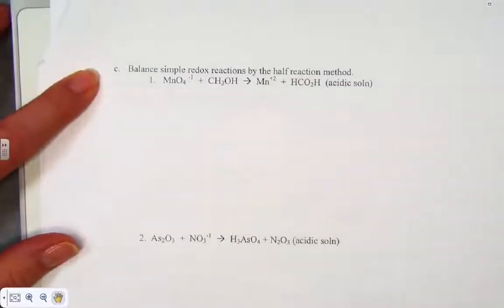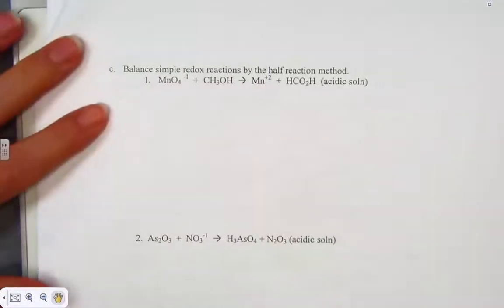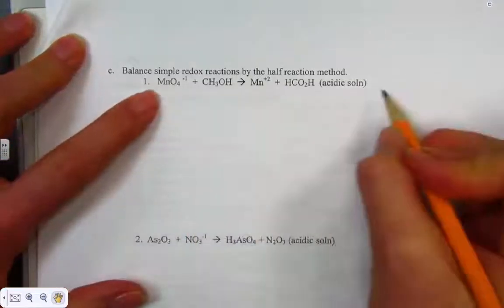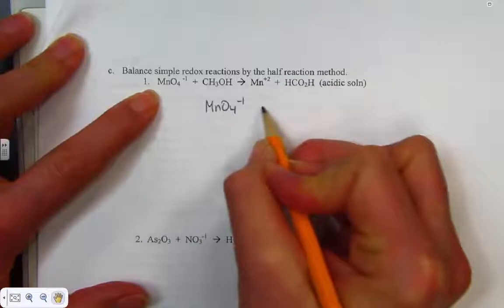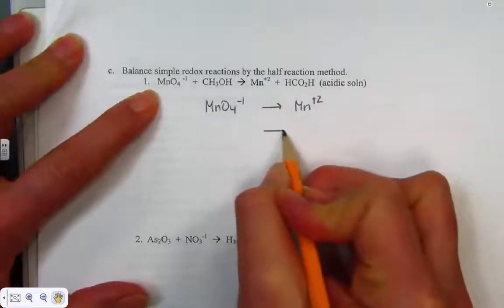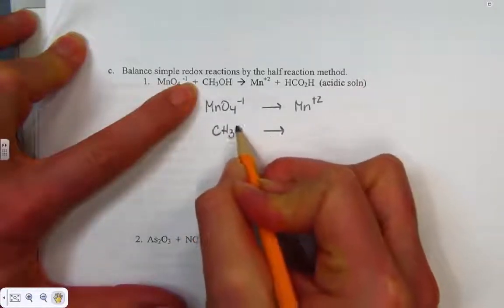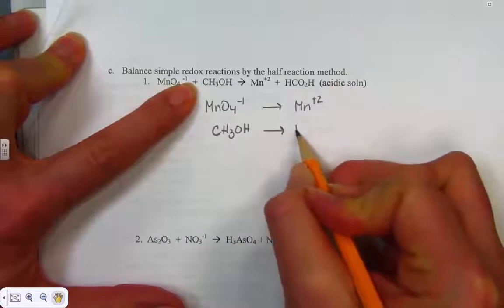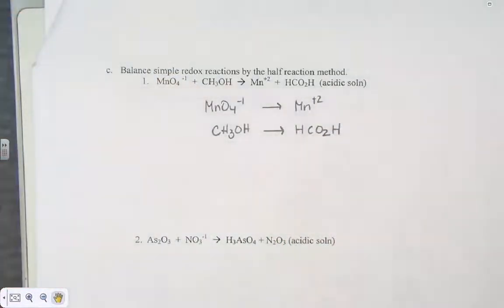We'll work out some simple redox reactions by the half reaction method. These are always a little complex, so I'm going to turn to a pencil. In my first half reaction, we have the permanganate ion, MnO4 negative, forming Mn plus 2. In my second half reaction, we'll hook the methanol, CH3OH, to HCO2H, and I notice we're in acidic solution.